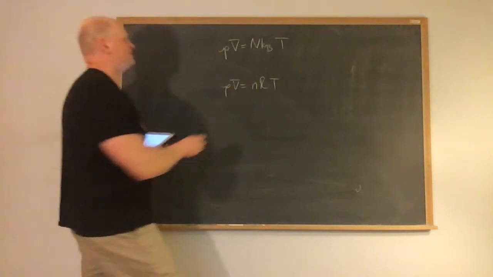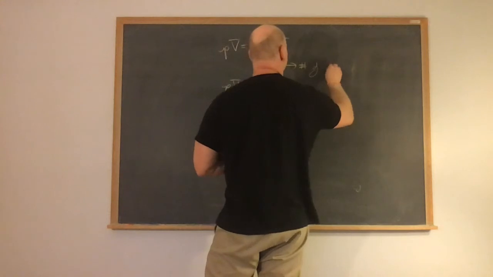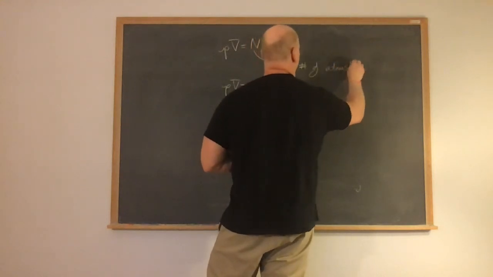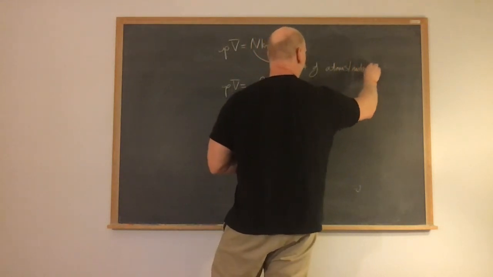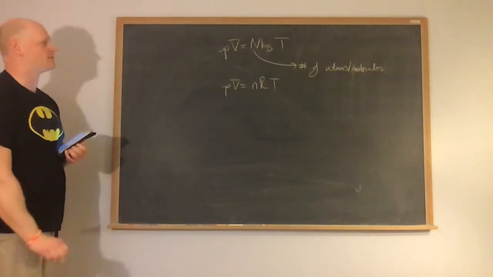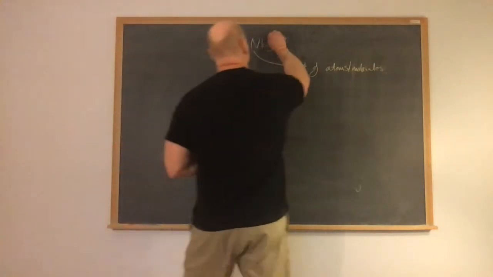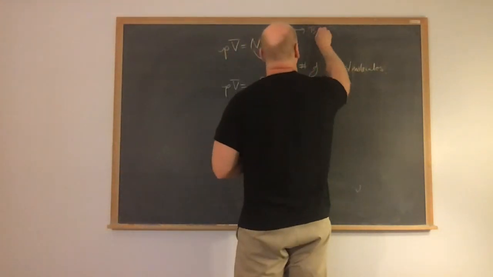Great. What are these things? N here is the number of atoms or molecules, depending on what my gas is actually made out of. If it's made out of molecules, then this is going to be the number of molecules. If it's made simply of atoms, then it's going to be the number of atoms. Kb here is what's known as Boltzmann's constant.